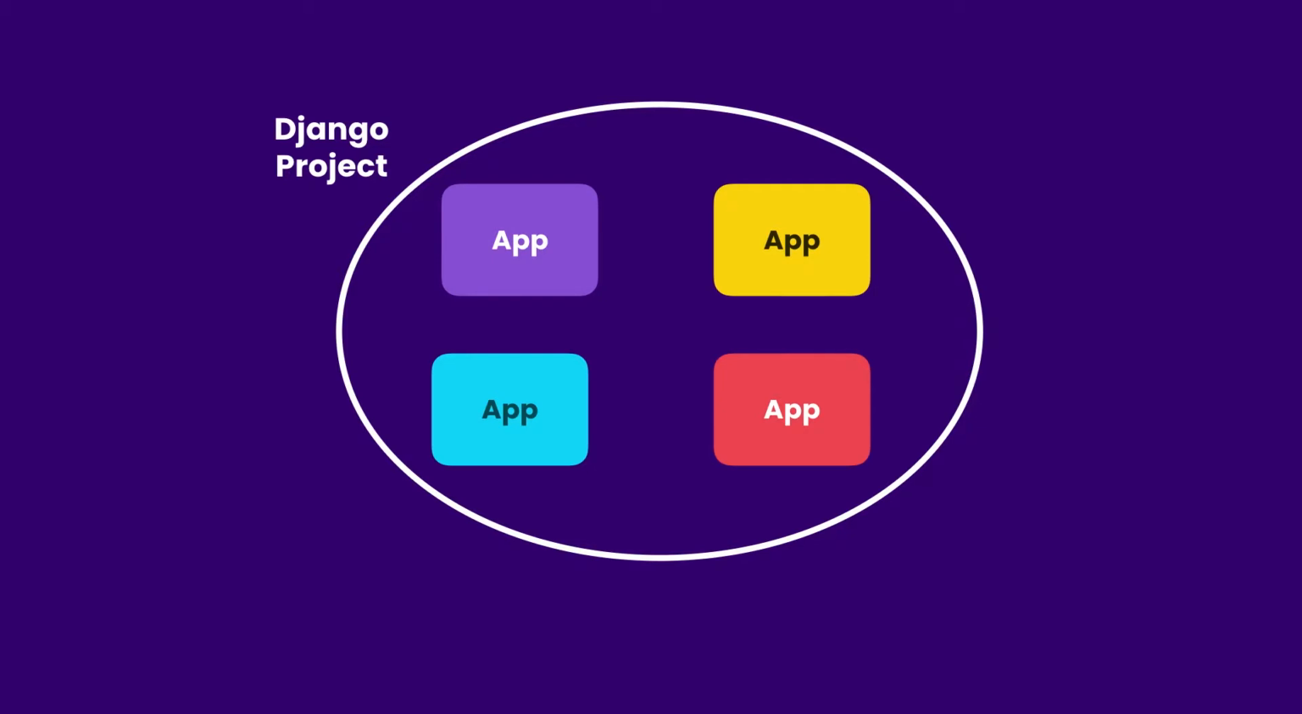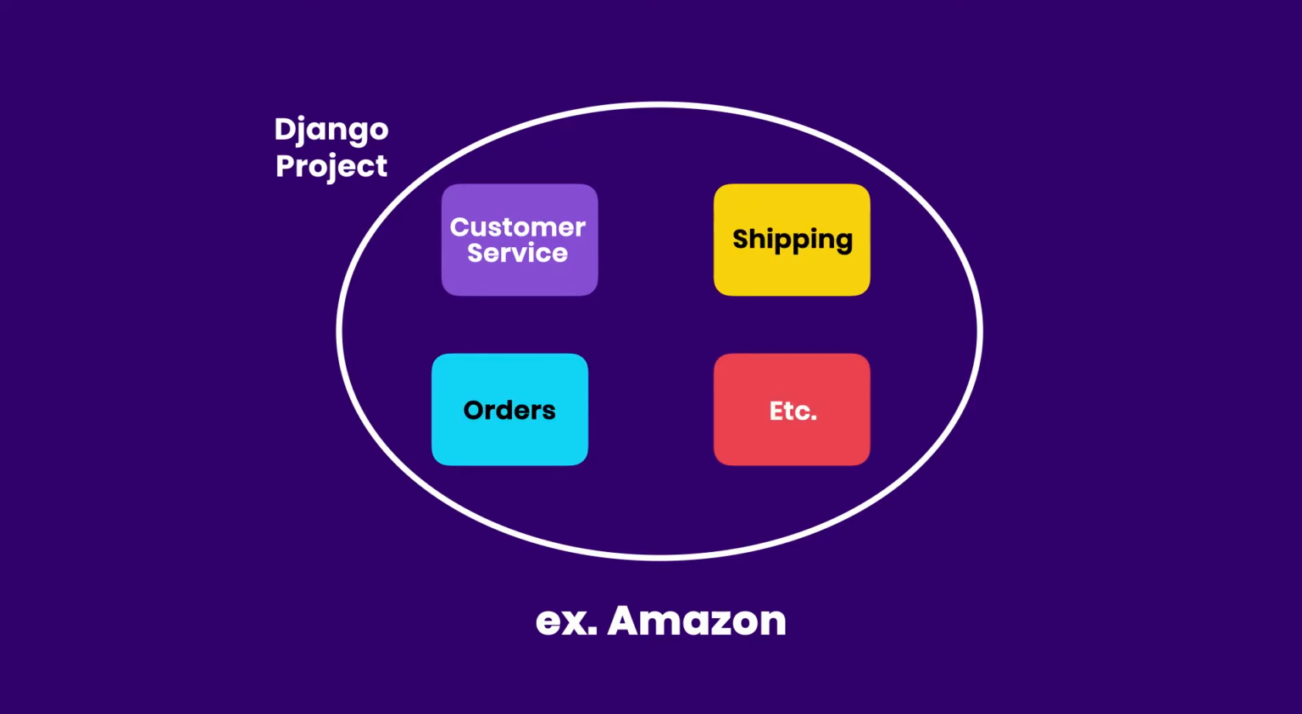In Django, a project can contain multiple apps. These apps don't represent an entire application. They represent a small part of an application that is focused on one functional area. For example, let's say we're going to build a website like Amazon. Amazon has a lot of different functional areas, such as customer service, orders, shipping, and so on. Each functional area includes a bunch of highly related functions.